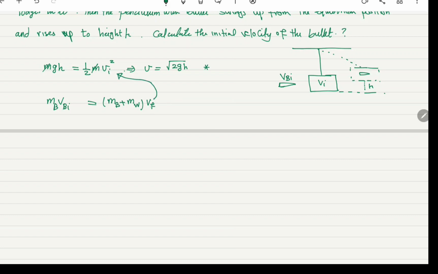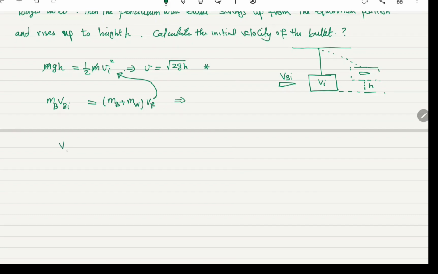The v final here is actually the velocity we just obtained from the simple pendulum case, and you just simplify this. Now v bullet initial equals bullet plus wood mass divided by bullet mass, times v final.